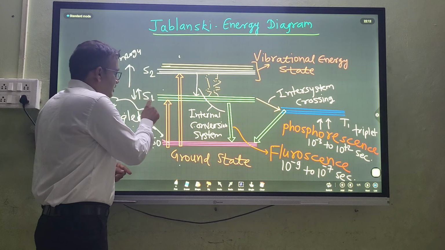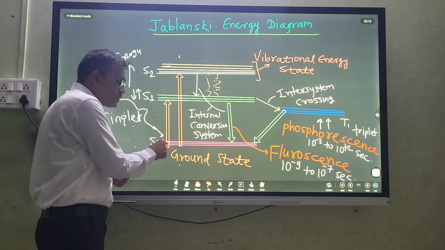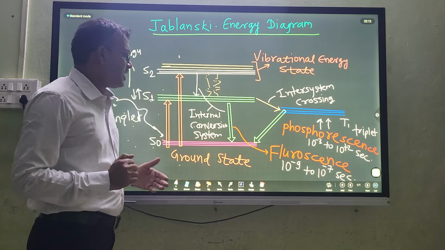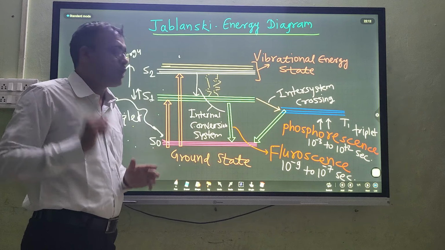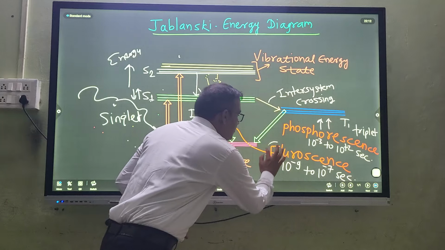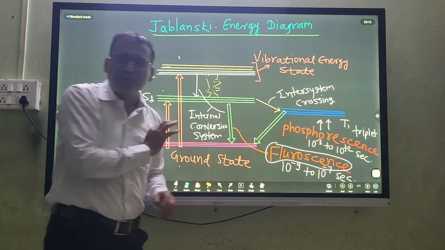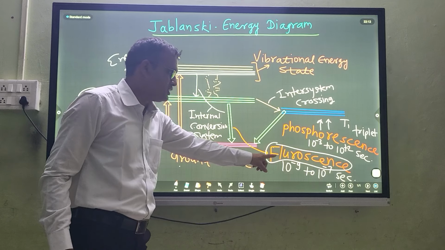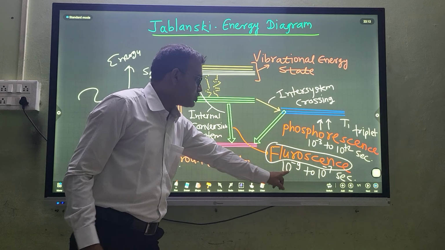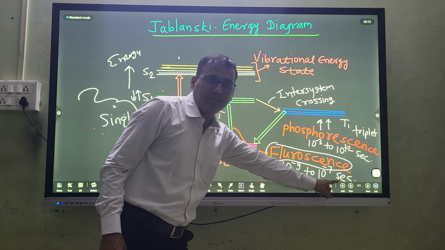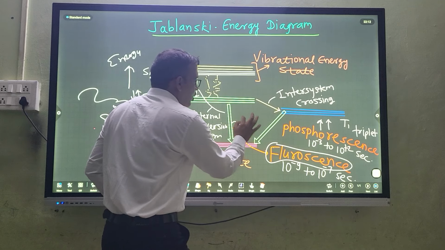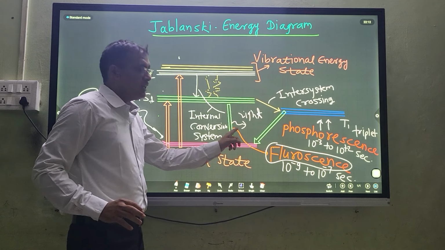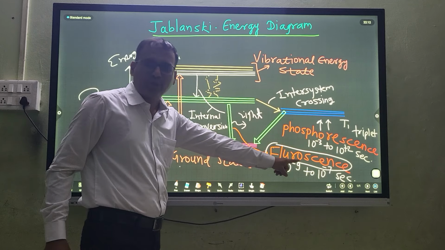Now, from S1 to S0, some light radiation is emitted, and this phenomenon is called fluorescence. Fluorescence has a lifetime of 10 raised to minus 9 to 10 raised to minus 7 seconds. That is an emission of light, and that light is nothing but the fluorescence phenomenon.